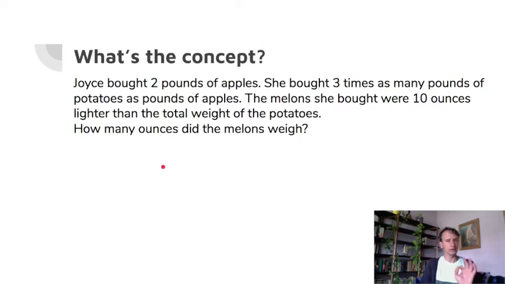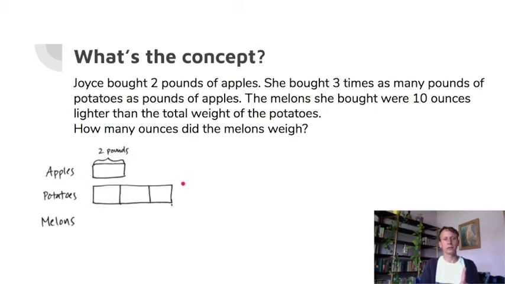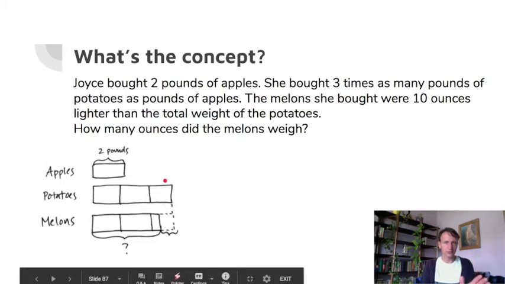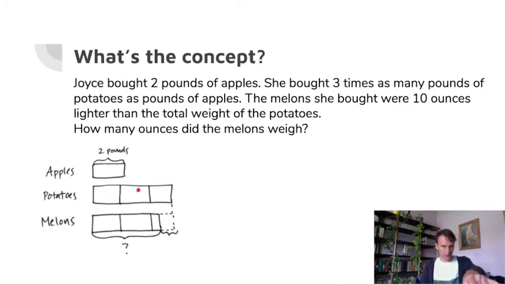Okay, so this is another comparison one, right? We start off with apples, 2 pounds. Potatoes are 3 times as much. And now when you get to draw the melons, you know it's going to be one of these and one of these, and then a little bit less than one of these, right? Because it's just 10 ounces less than a potato. So when you draw that tape, it's going to be a little bit shorter than the potatoes, see? And what we're trying to find there, marked with the question mark, is the weight of the melons in ounces. What we know is this blank spot here. Right, that's the 10 ounce difference. Great. Okay, so we can do this.